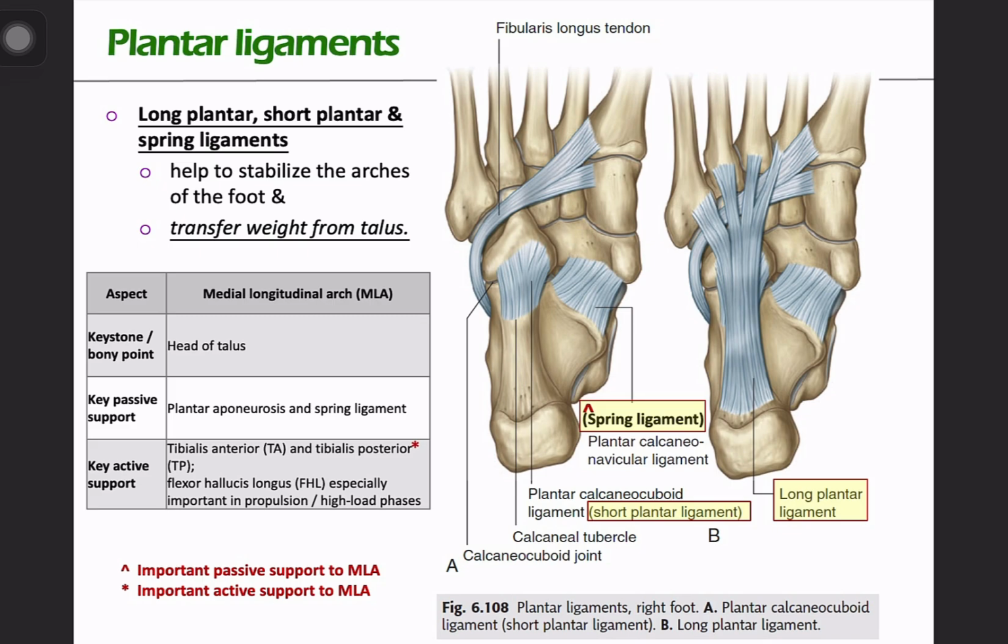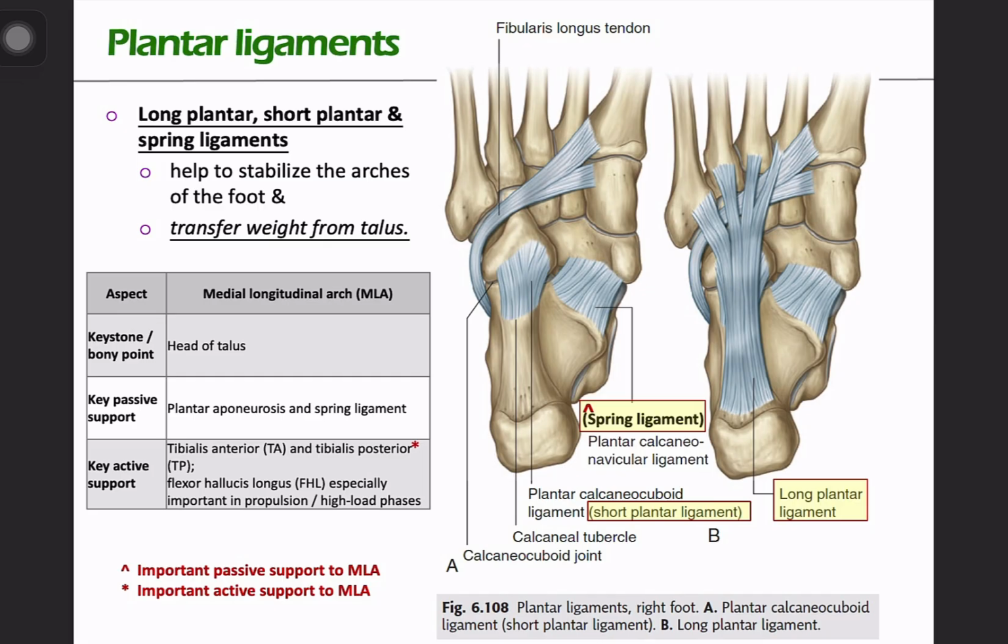Let's look at the key plantar ligaments that support the foot arches. So this is the long plantar ligament. It stabilizes the lateral longitudinal arch. Deep to it, we have the short plantar ligament. And also on the medial side, we have the spring ligament, or call it the plantar calcaneonavicular ligament. Particularly, this spring ligament is crucial for maintaining the medial longitudinal arch and preventing flat foot.